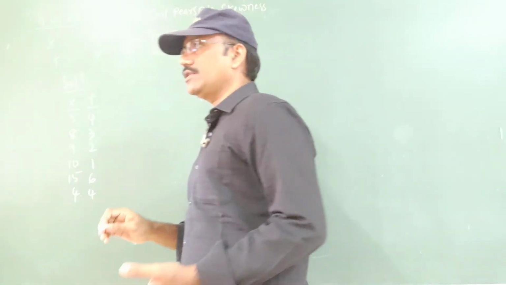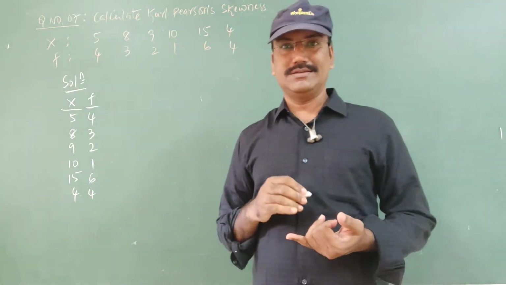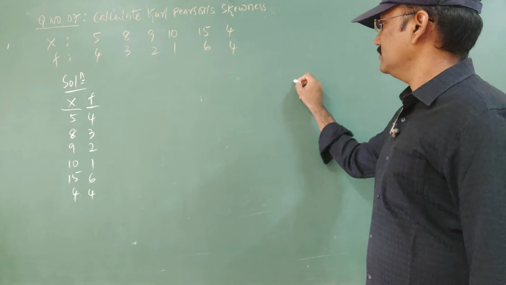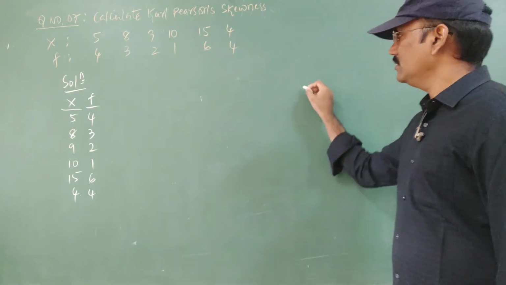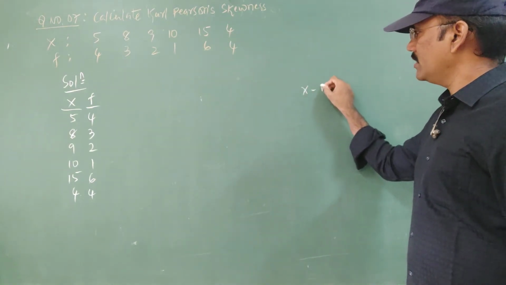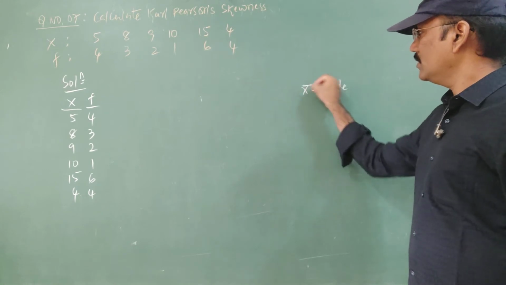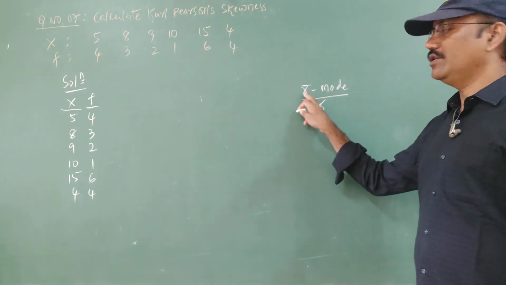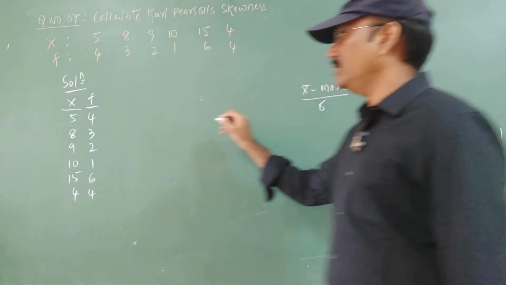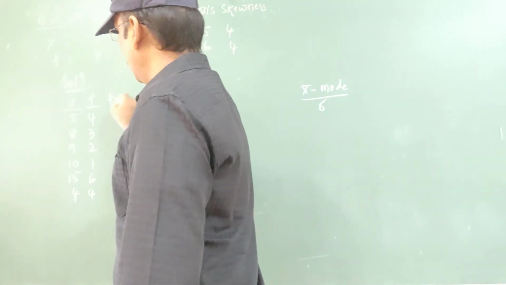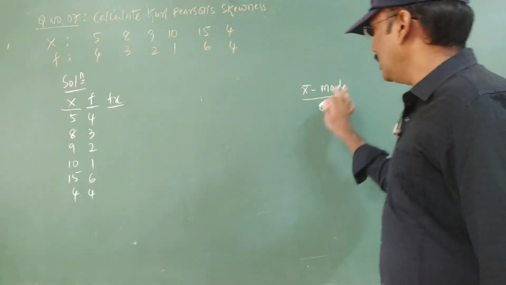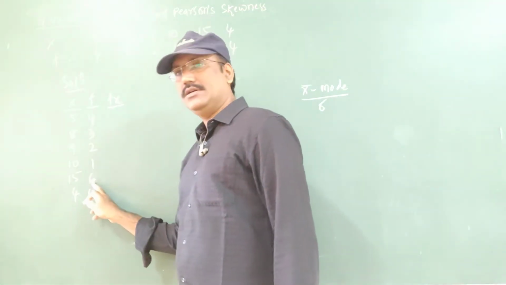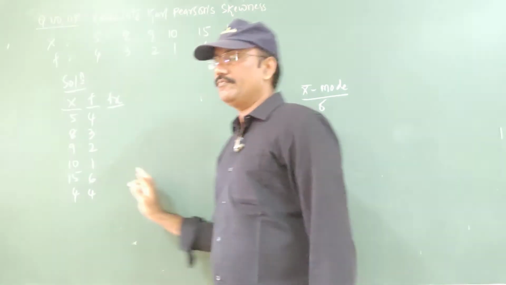You need to find what actually the formula for this Karl Pearson skewness is. The formula is mean minus mode divided by standard deviation. So we need to find the mean. For the mean, we need to multiply f into x. For the mode, we don't need anything; the highest frequency is 6, and its variable is the mode.